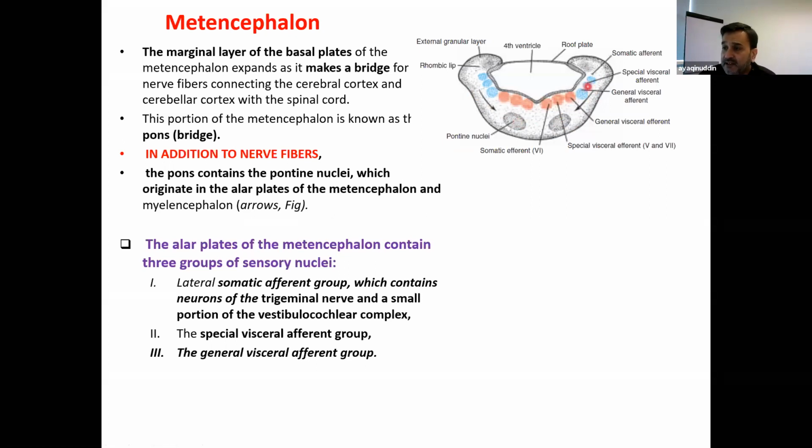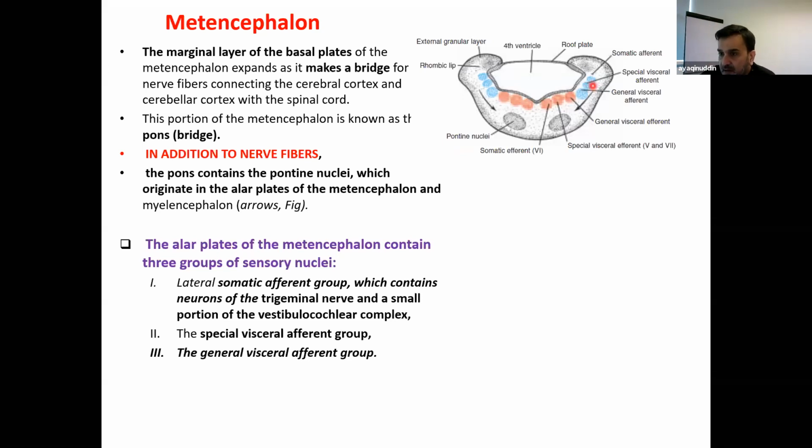Now we come to the alar plates. Again, the alar plates are mainly going to give rise to the sensory neurons, and there would be three groups. The lateral group in the lower part is going to give rise to the vestibular complex, which is related to hearing and balance. And in the upper part of the pons, the same lateral somatic afferent group is going to form the principal sensory nucleus of the trigeminal, which is important in terms of receiving the sensory information from the face and the head and neck region.